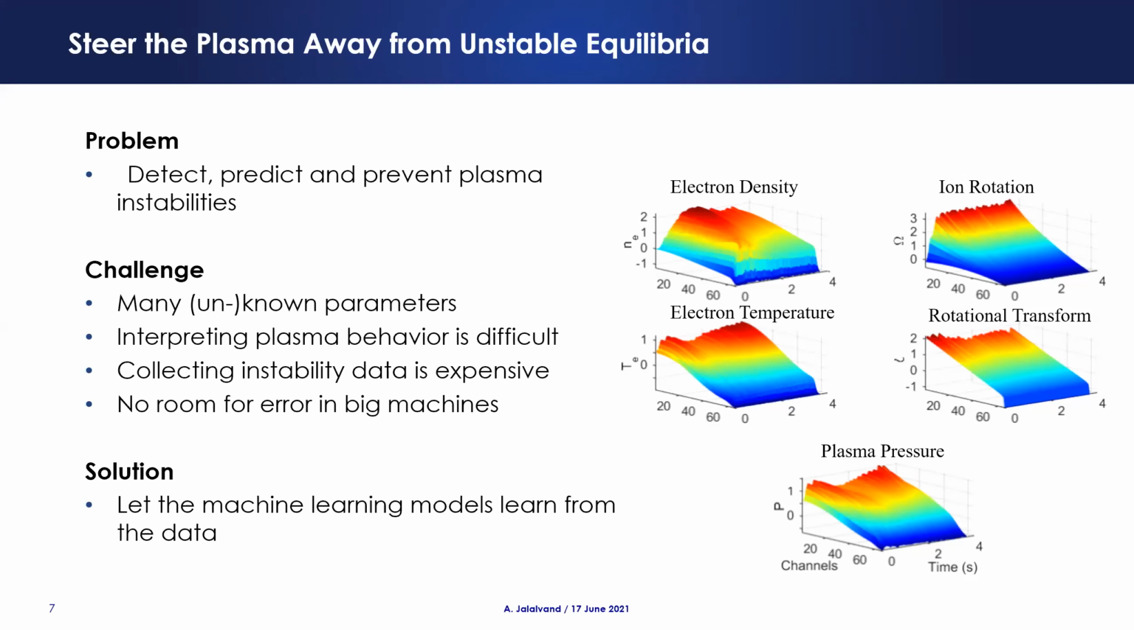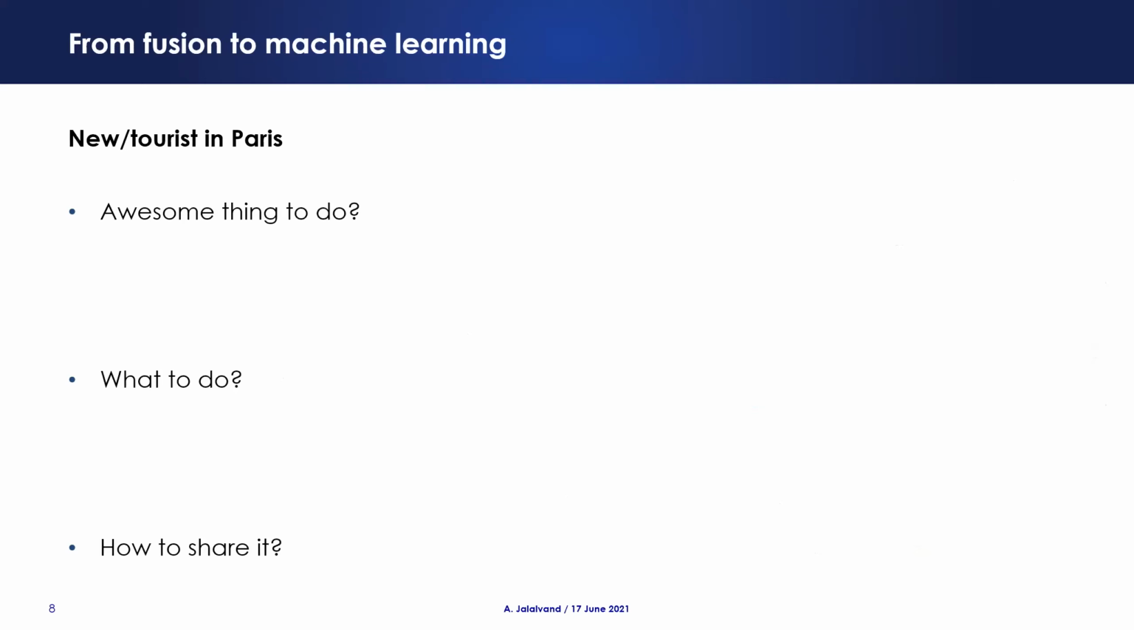So the problem: we want to move from fusion data to machine learning, and this is where the second story comes into play. From fusion to machine learning.